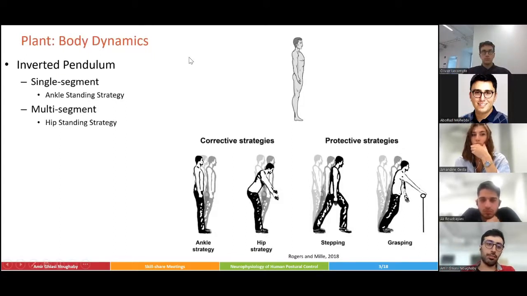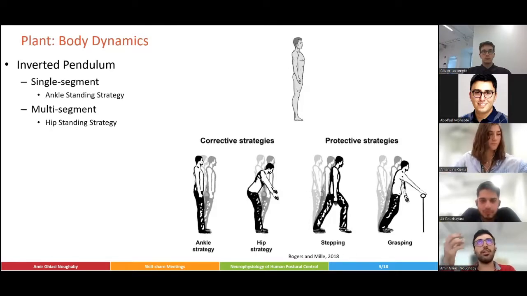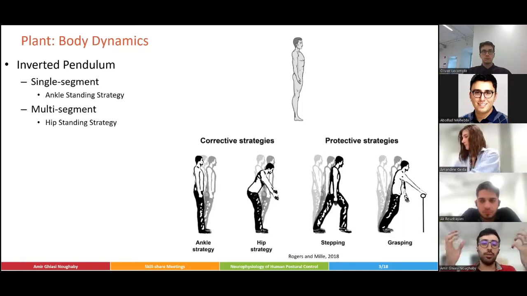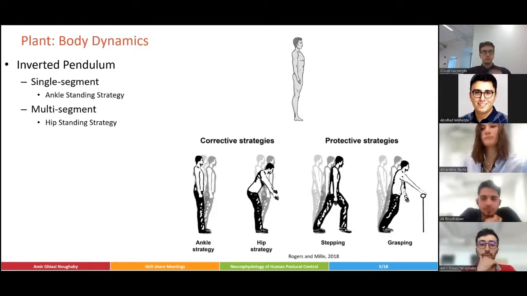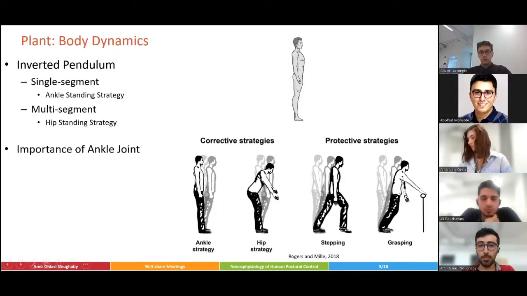But in case of having a small base of support or larger perturbation, we assume that the ankle strategy cannot cope with these destabilizing factors, and we need to incorporate other parts of the body and make the body dynamics more complex. And we call this strategy the hip strategy.